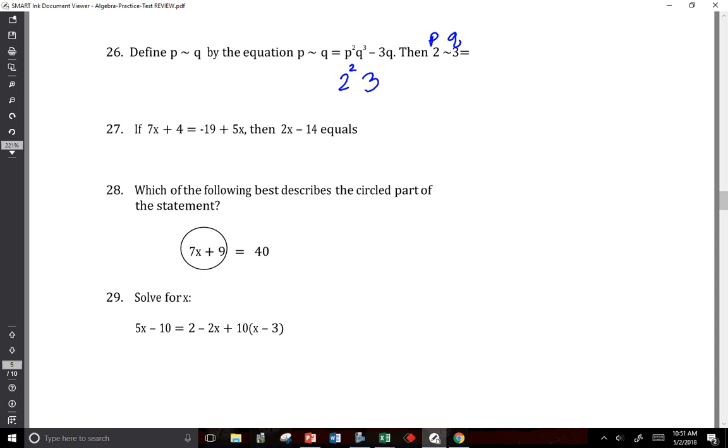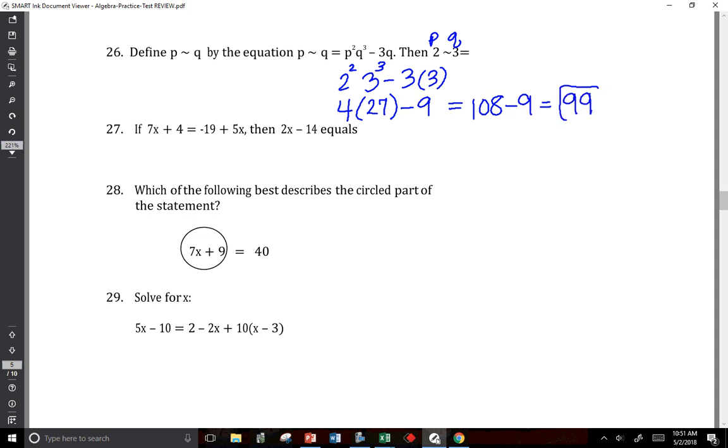So what is 2 squared? 4. What's 3 cubed? 27. Minus 9. Okay, 3 times 3 is 9. 4 times 27? 108. Is it? Yes. So 108 minus 9 is 99? Good job, Cameron. Thanks, Will.